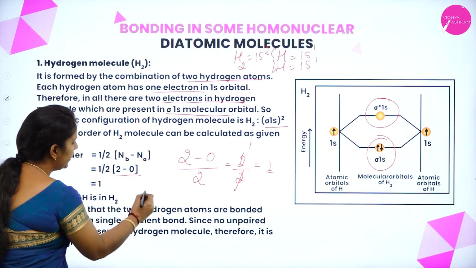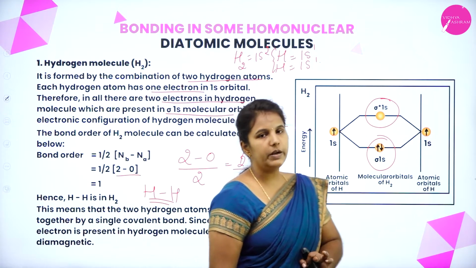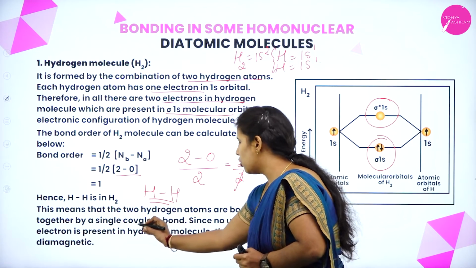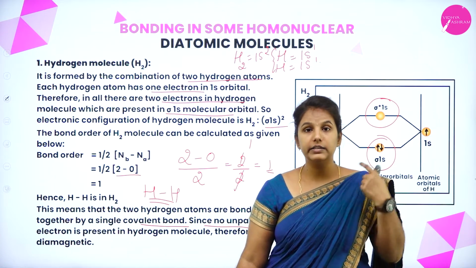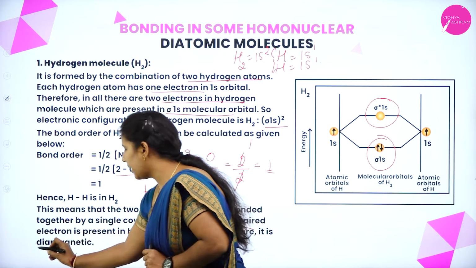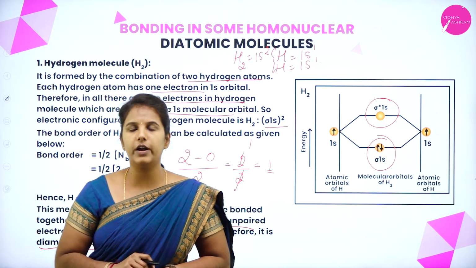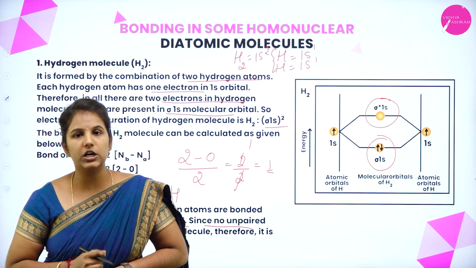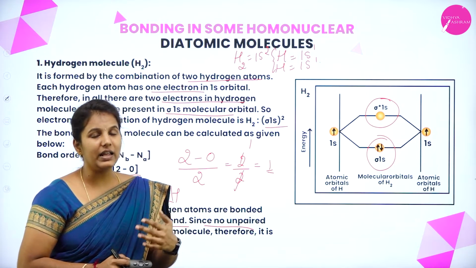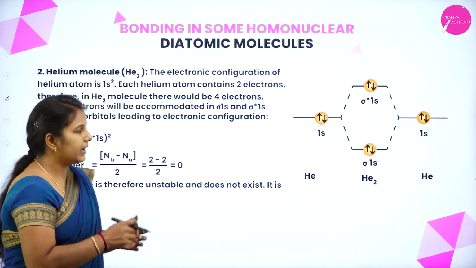This indicates that between the two hydrogen atoms we have a single bond, and it is a covalent bond. You can see that there are no unpaired electrons, hence it is diamagnetic in nature. They are not attracted towards the magnetic field, they repel from it, hence it is diamagnetic. Like this, you should mention all these things if you are given any homonuclear diatomic molecules.